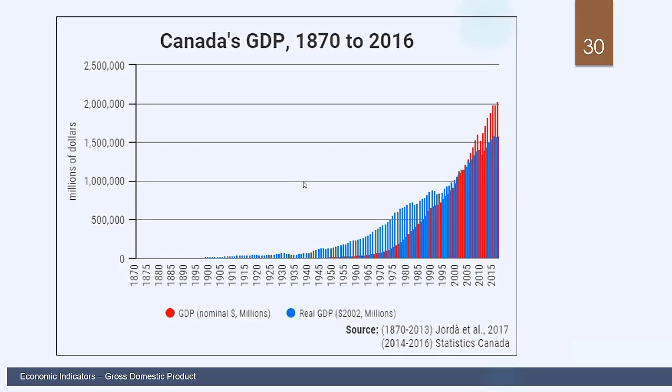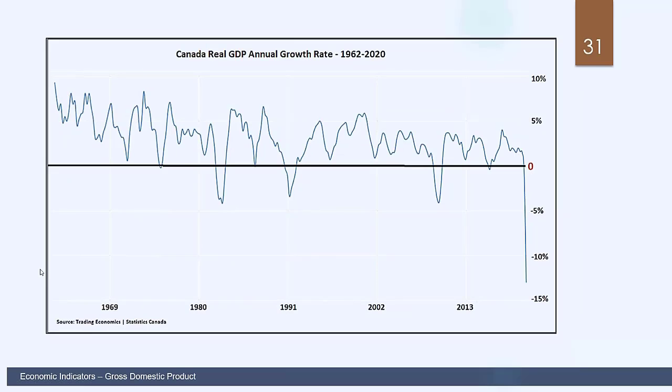We will look at another measure shortly called real GDP per capita, which will give us a better feel for the increase in the standard of living over this period. We can see in this diagram that for the most part, GDP is fairly smooth. But if we were to look at the percentage change in real GDP year over year, we see a much more volatile picture.